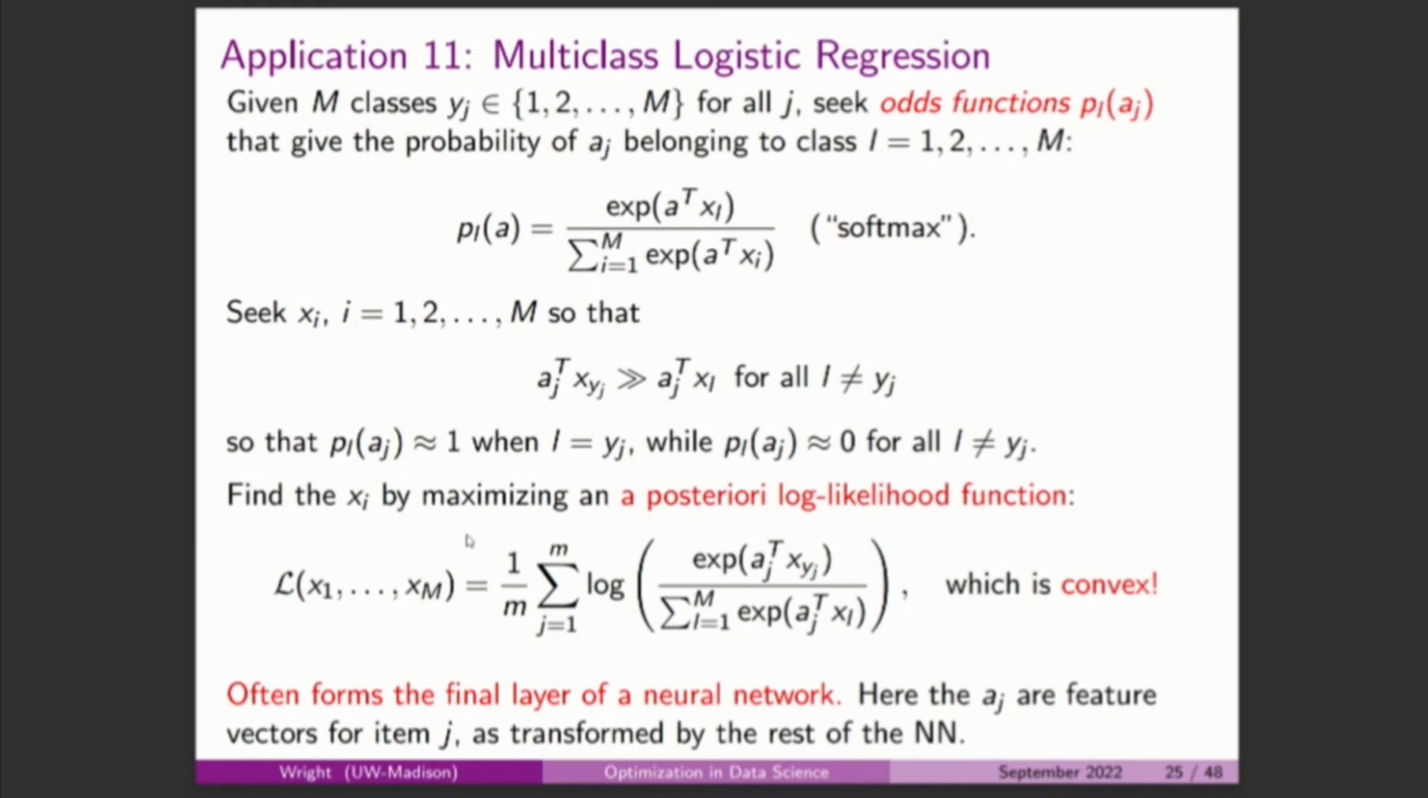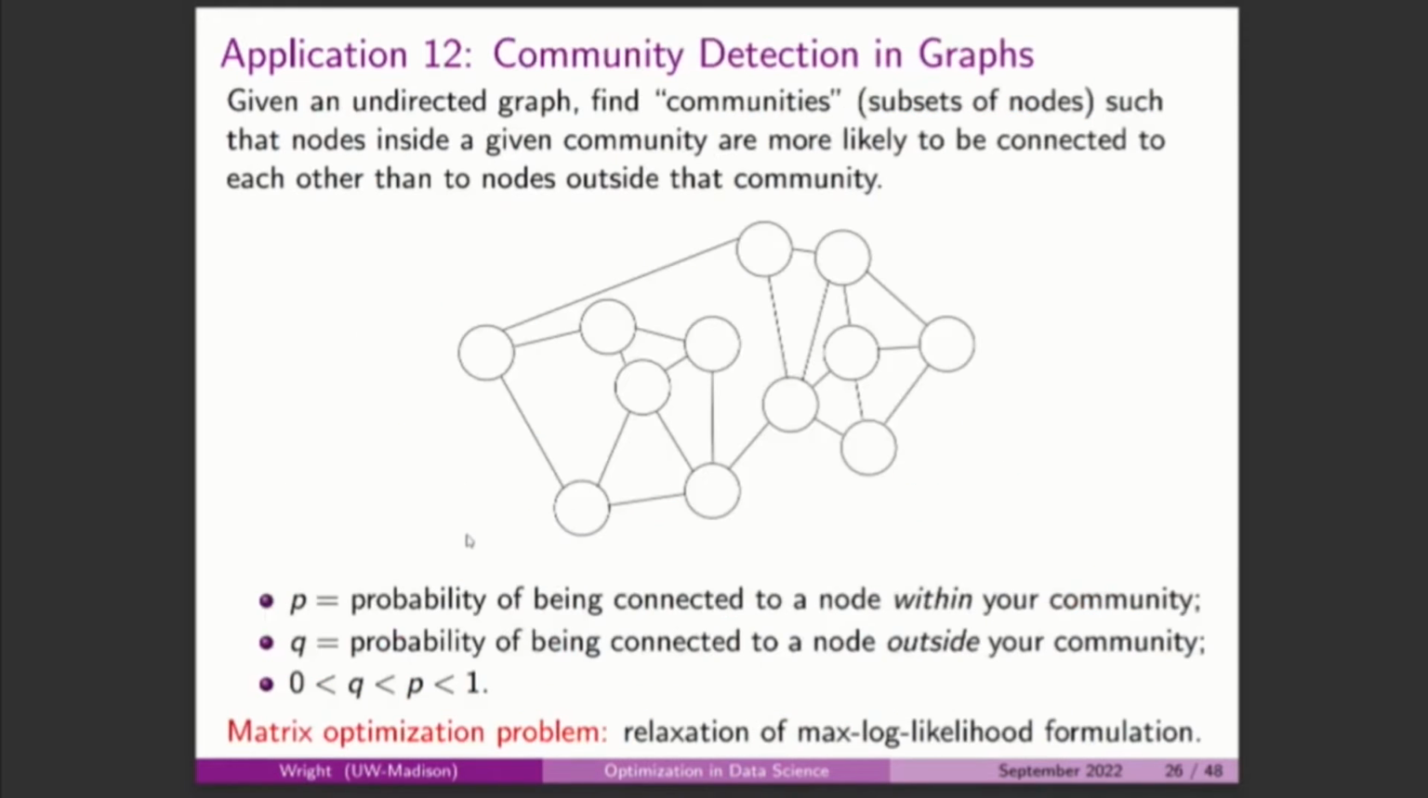Very often it's what happens at the last layer of a neural net. You can think of a neural net, this is probably controversial to say, as taking a bunch of raw features, which are the components of AJ, and transforming them into some other feature vector by the time you get to the second last layer of the neural net. And then what happens in the last layer is you're essentially doing this multi-class classification on the output of the bulk of the neural net. We'll come back to neural nets in a moment.